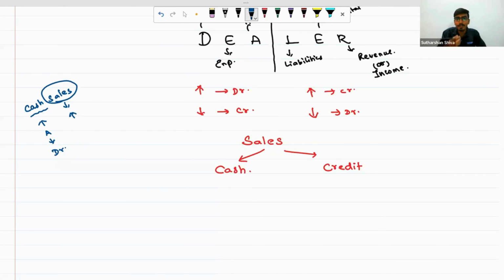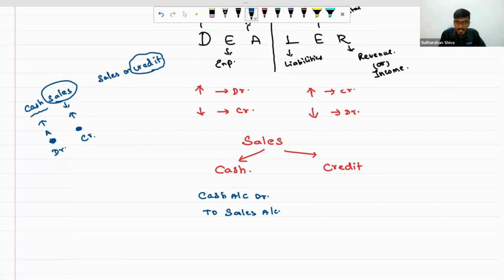Income, that is the activity I am mainly doing, sales. Sales is increasing. So it has been increased, so it is credit. So my journal entry will become cash account debit to sales account. Same in case of sales on credit. It is a credit activity. It is a liability. Liability is increasing.